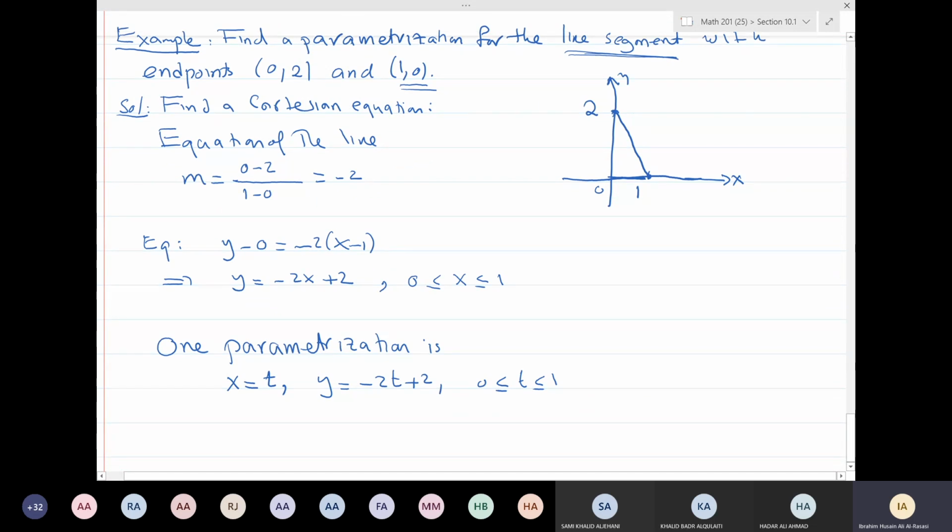Doctor, shouldn't x be between 0 and 1, not 0 equal 0 and 1? You mean whether the interval is included or open? Yes. It is a line segment with end points 0 and 1. So both are included. Okay, thank you. Because it says with end points, so they are included. Yes, thank you.